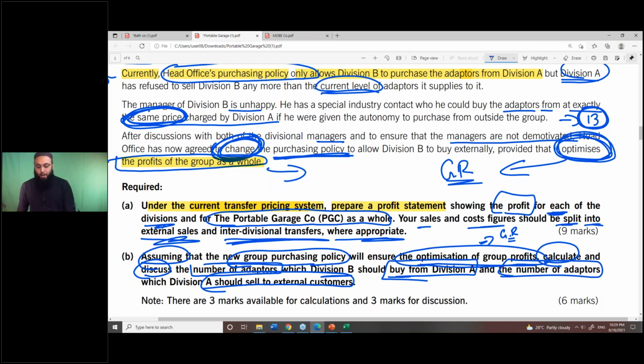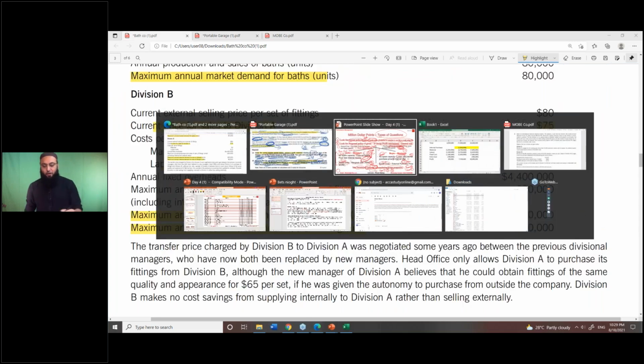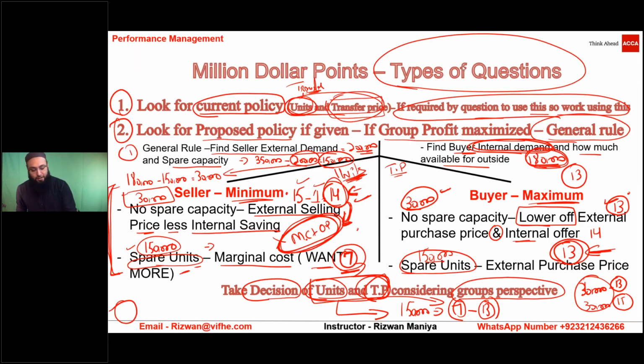So you need to tell what? The number of adopters B should buy from A, which means internal transfer. Yes or no? Group profits are to be maximized, so what are you using? General rule. Yes or no? So if you use the general rule, you have these things in front of you. See, how quickly will I get the answer?